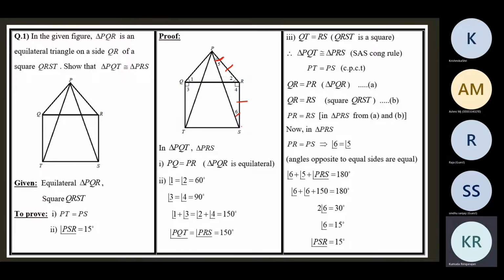Now you prove that angle 5 is equal to angle 6. Now use the angle sum property. So 6 plus 6, because 5 and 6 are equal. So instead of 5, you say 6. 6 plus 6 plus 150 is equal to 180. Twice angle 6 is equal to 30 degrees. Angle 6 is 15 degrees. That means angle PSR is equal to 15 degrees.